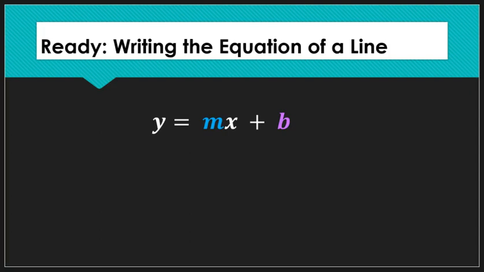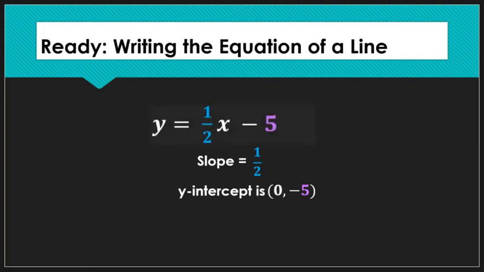One way that you can write the equation of a line is to use slope-intercept form. For this, you'll need the slope and a y-intercept. So if your slope is 1/2 and your y-intercept is (0, -5), all you need to do is substitute 1/2 in for m and -5 in for b. Remember that in the y-intercept, x is always going to be 0. b represents the value of the y in the y-intercept, so you substitute -5 in for b.